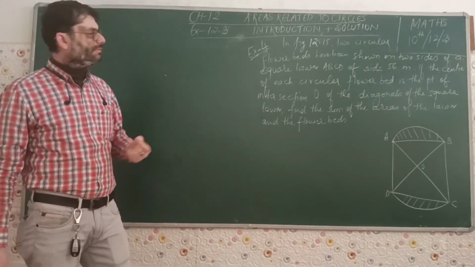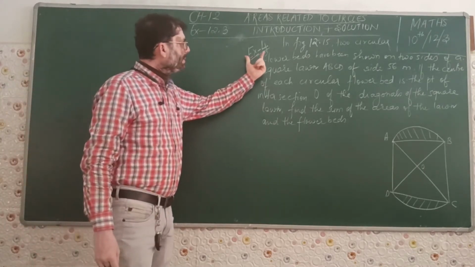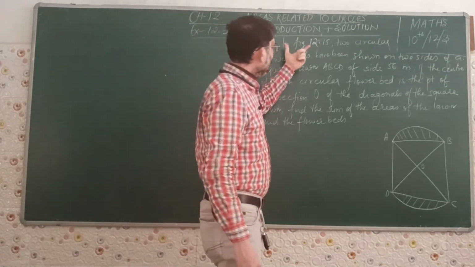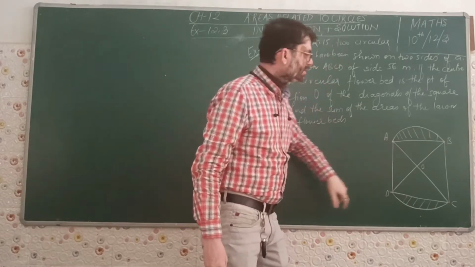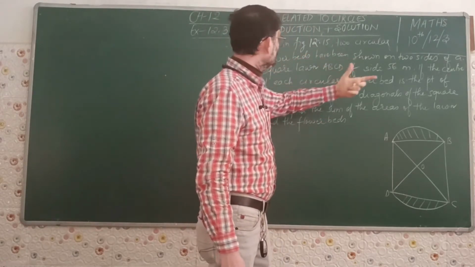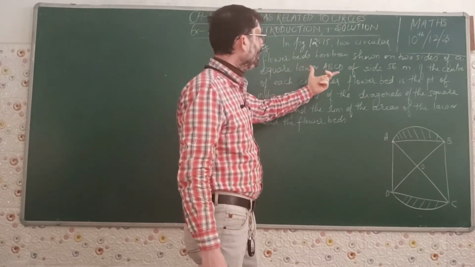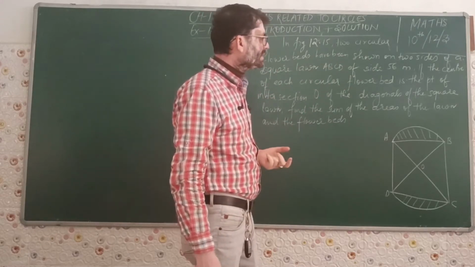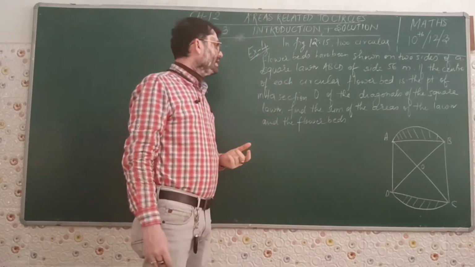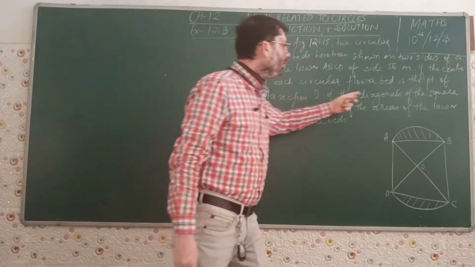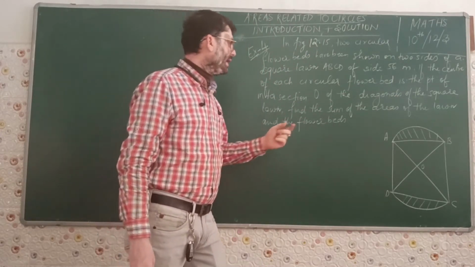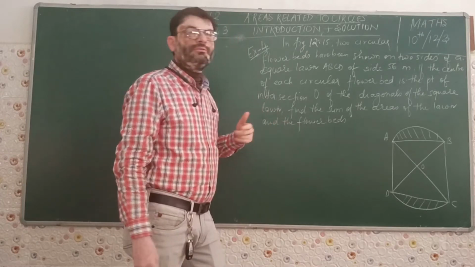Let us deal with the first example. That is example number 4 from NCERT textbook. In the given figure, two circular flower beds have been shown on two sides of a square lawn ABCD of side 56 cm. If the center of each circular flower bed is the point of intersection O of the diagonals of the square lawn, find the sum of the areas of the lawn and the flower beds.